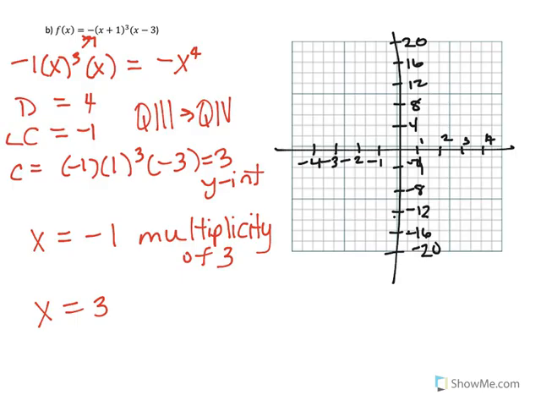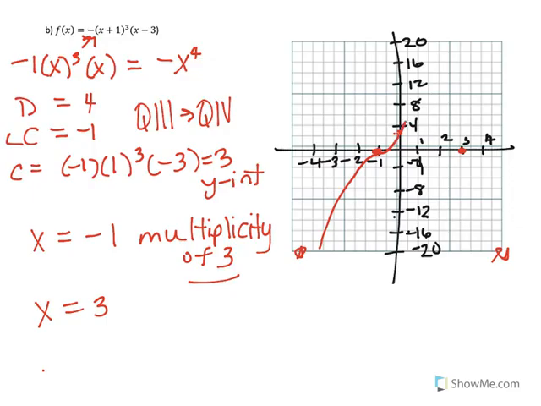Okay, so we're going to plot our y-intercept at 3. So right there. We know we're going from this quadrant to this quadrant. We have an x-intercept at negative 1, and we have an x-intercept at 3. So we know that because it's a multiplicity of 3, it's going to hug the line, but then it's going to cross it. Oops, that looks terrible. Hug the line, but then it's going to cross it.